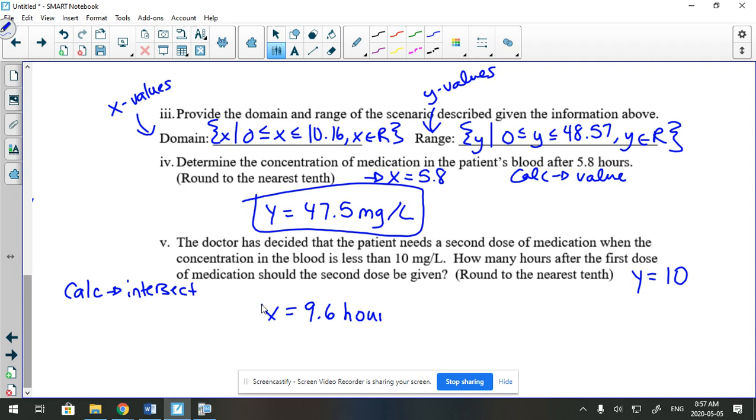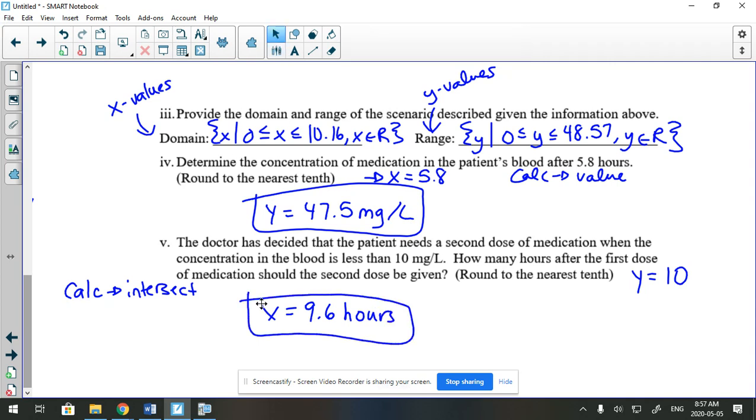I won't go through the other ones. They're similar, just different information. You can look through your notes on your own if you want to see examples of a linear regression or a cubic regression.